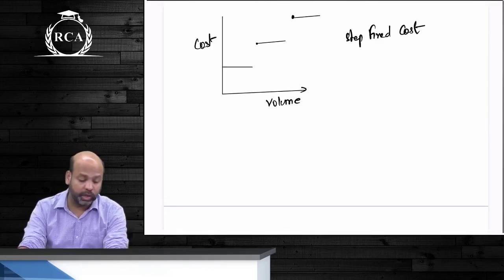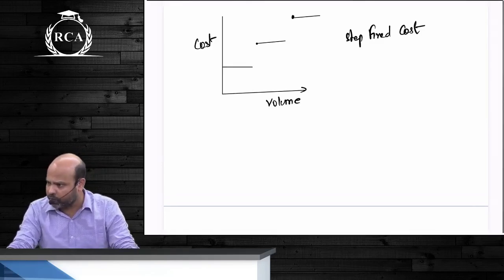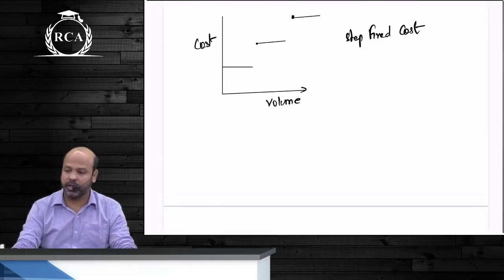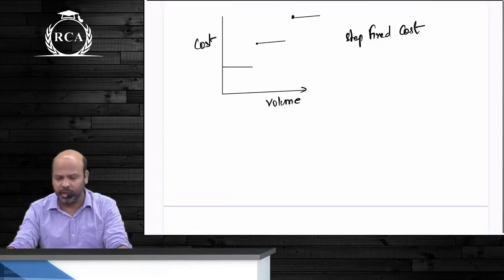Now what will you do under the graphical method? The total cost will be plotted on a graph. The straight line should be extended. Wherever the straight line cuts the y-axis will be the point of fixed cost, because that will be the total cost at 0 units level. Are we clear about this?